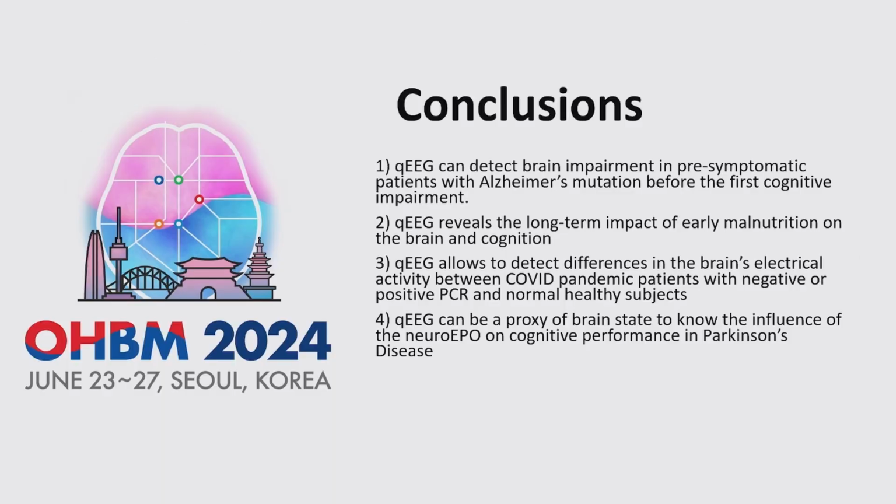Conclusion. The QEEG can detect brain impairment in presymptomatic patients with Alzheimer's mutation before the first cognitive impairment appears. Second, the QEEG reveals the long-term impact of early malnutrition in the brain and cognition. 3, the QEEG allows to detect differences in the brain electrical activity between COVID pandemic patients with negative or positive PCR and normal healthy controls. And 4, the QEEG can be a proxy of brain state to know the influence of neuro-EPO on cognitive performance in Parkinson's disease. Thank you very much.